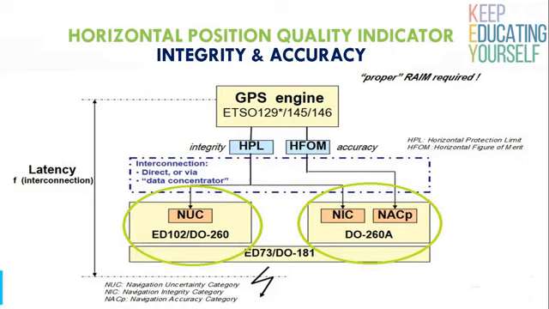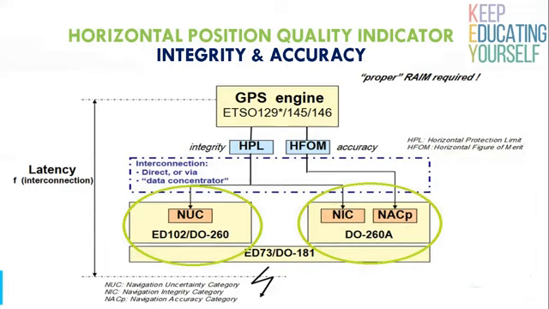As for a GPS system, the integrity is measured by Horizontal Protection Level. On the left side, you can see integrity, HPL, the horizontal protection level, and on the right side, the accuracy, HFOM. So accuracy is measured by Horizontal Figure of Merit. The parameter Horizontal Position Quality Indicator, which is integrity and accuracy, should be encoded in the form of an integer such as 1 to 9 in order to compress the message and improve the capability of communication.